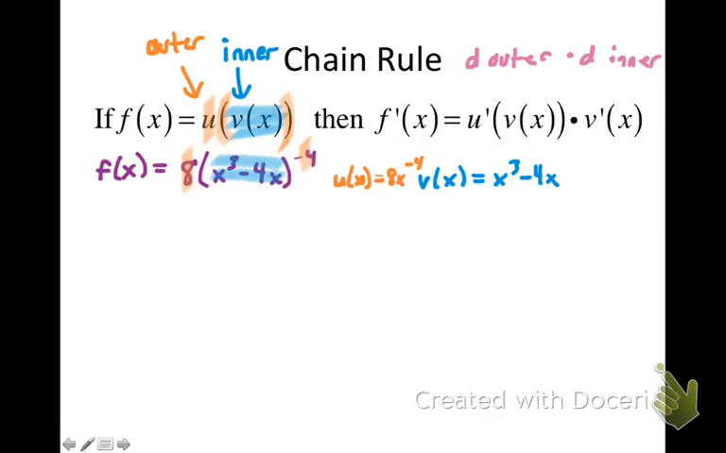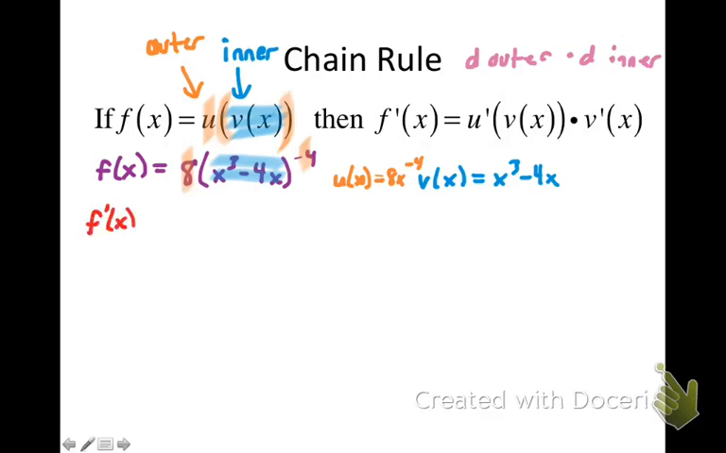Now I say "d outer d inner" sometimes. All right, not quite as good as "low d high minus high d low over low low" like I taught you with the quotient rule, but nevertheless, derivative of the outer function times the derivative of the inner function, that's how you use the chain rule. Now here, let me show you that put to use.